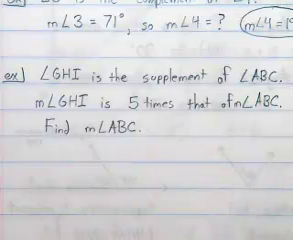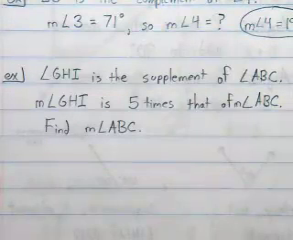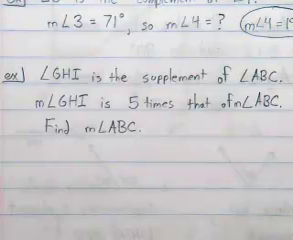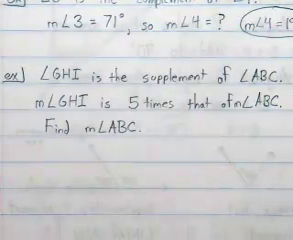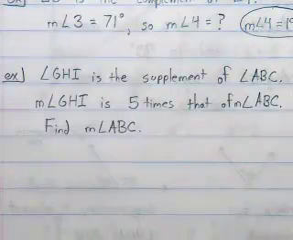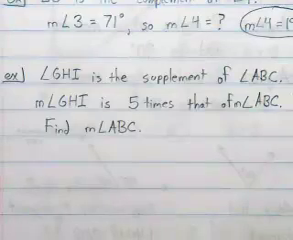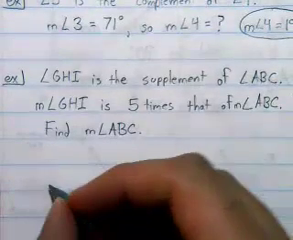And then we know that the measure of GHI is 5 times that of the measure of angle ABC. Okay, so we need two angles, or think of it this way. We need two numbers that add up to 180 degrees, but also one is 5 times the other one. They got to add up to 180, these two numbers. We can use algebra to help us with this. So we're going to introduce a variable.